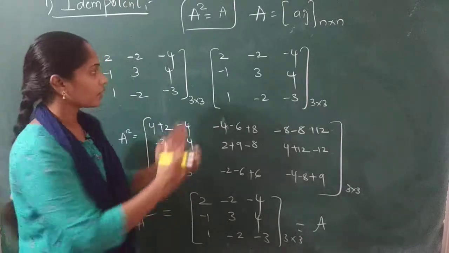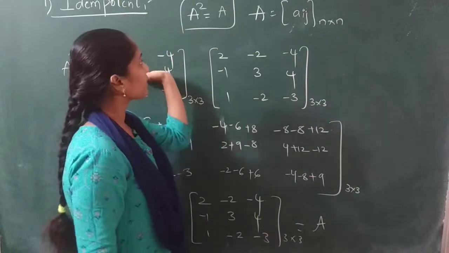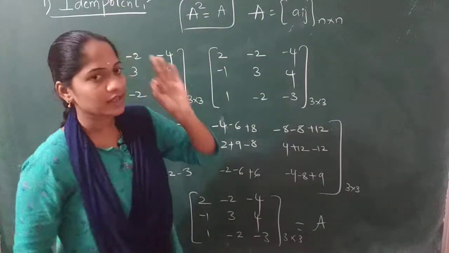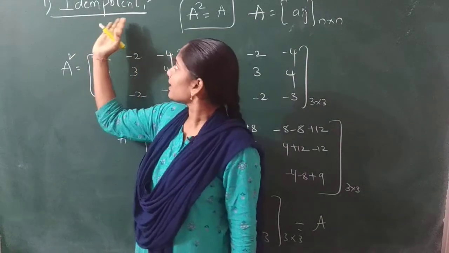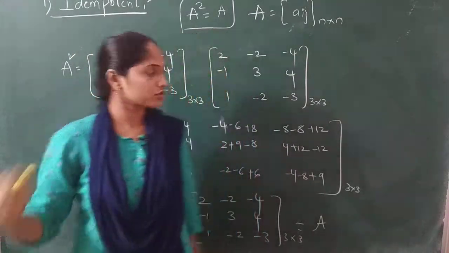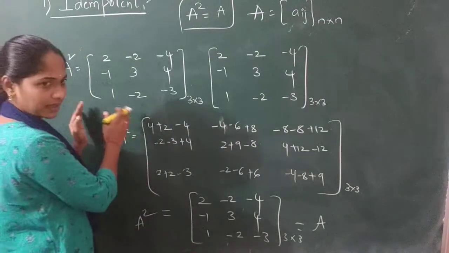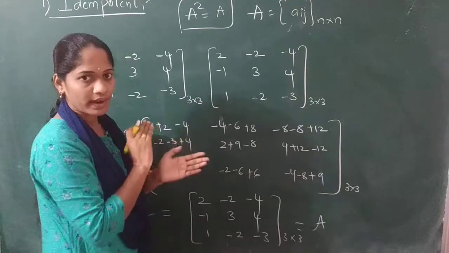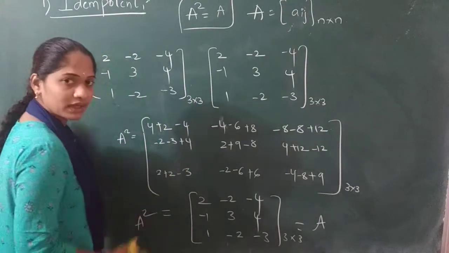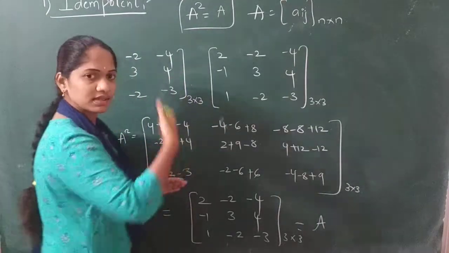Here you have to show whether the given matrix A is idempotent or not. For that you have to check whether A square equals A or not. So I have taken matrix A and computed A square, that is, multiplied the same matrix twice. This is matrix multiplication, you know. For this you can see the previous lecture.